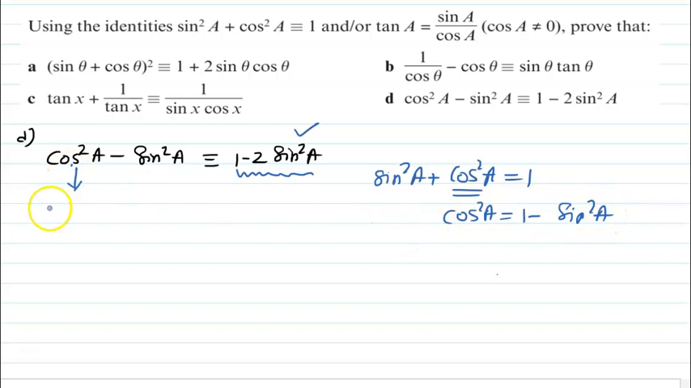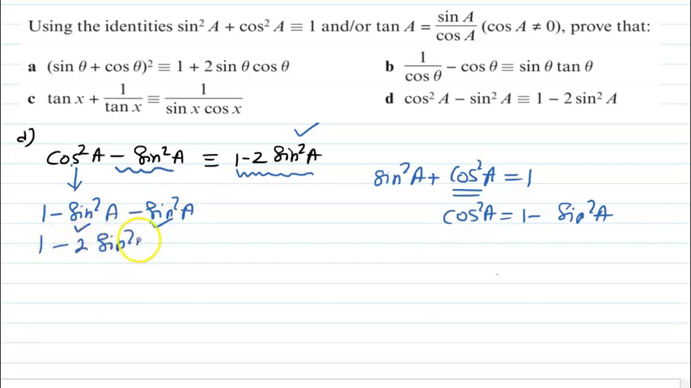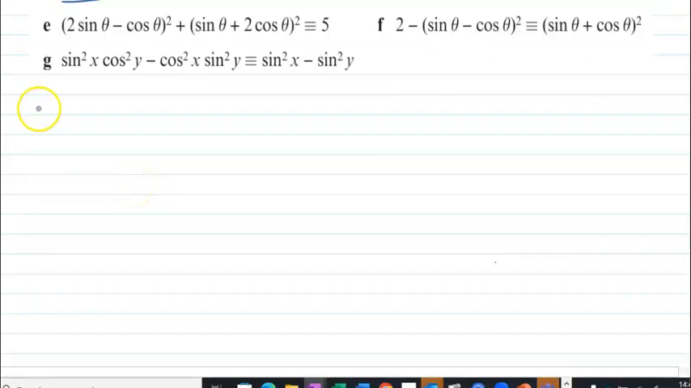So replace this cos square a with 1 minus sin square a, and this minus sin square a is already there. So if you add minus sin square a and minus sin square a, it should be minus 2 sin square a. Job done.